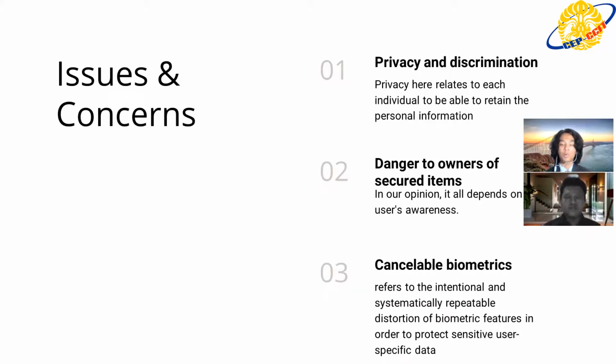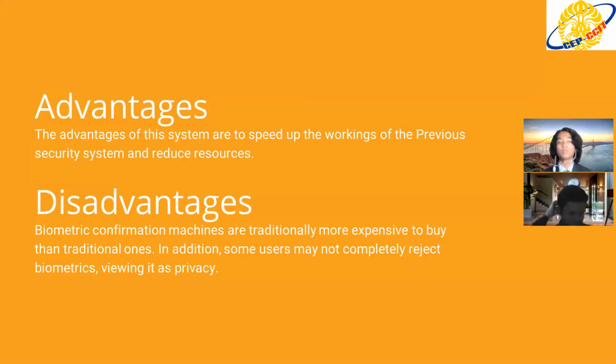The third and last one is cancelable biometrics. Cancelable biometrics refers to the intentional and systematically repeatable distortion of biometric features in order to protect sensitive user-specific data. If a cancelable feature is compromised, the distortion characteristics are changed, and the same biometric is mapped to a new template which is used subsequently. Cancelable biometrics is one of the major categories for biometric template protection, besides biometric cryptosystems.